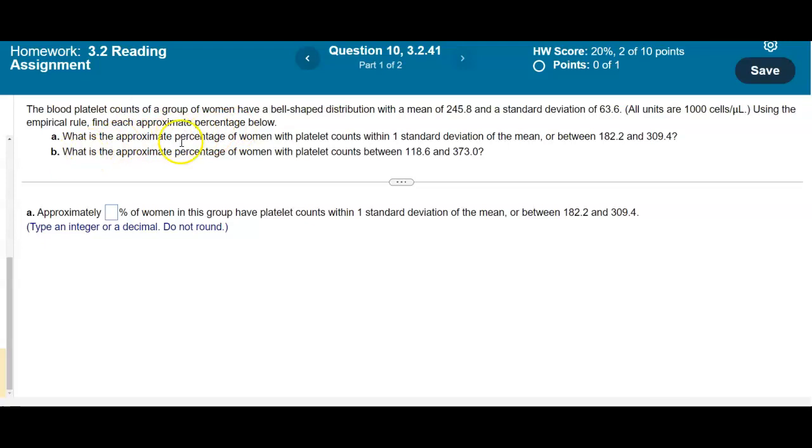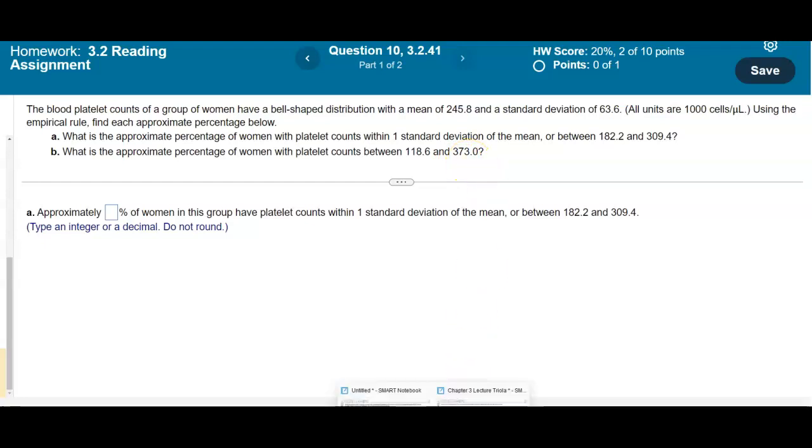The first one is, what is the approximate percentage of women with platelet counts within one standard deviation of the mean, or between 182.2 and 309.4? And what is the approximate percentage of women with platelet counts between 118.6 and 373.0?